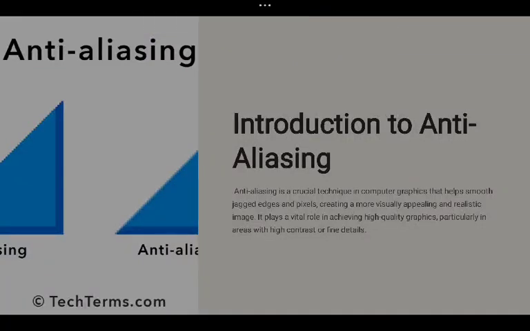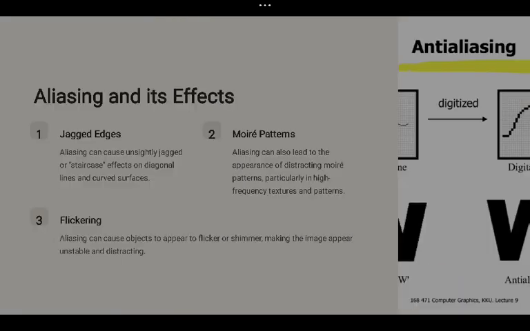Hey everyone, today I'm going to introduce you all to anti-aliasing and aliasing. So what is anti-aliasing? Anti-aliasing is a crucial technique in computer graphics that helps smooth jagged edges and pixels. It creates a visually more appealing and realistic image. It also plays a vital role in achieving high quality graphics, particularly in areas with high contrast or fine details.